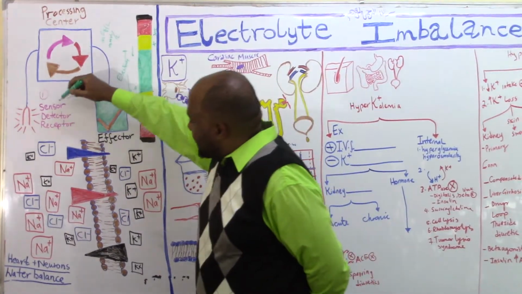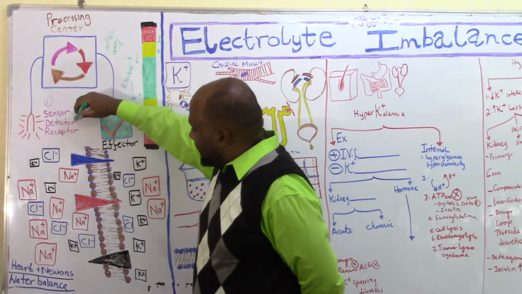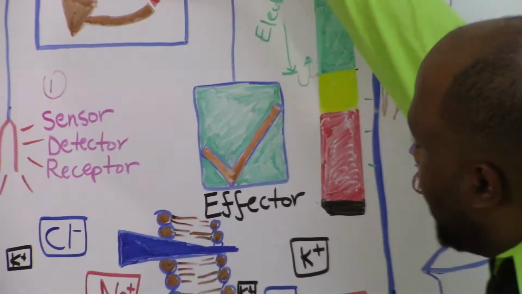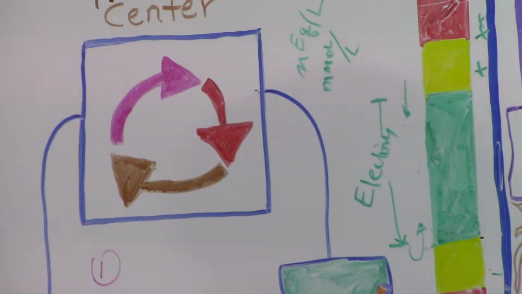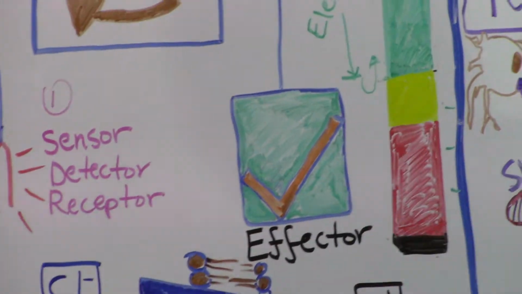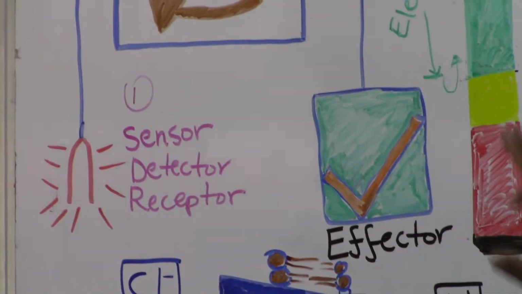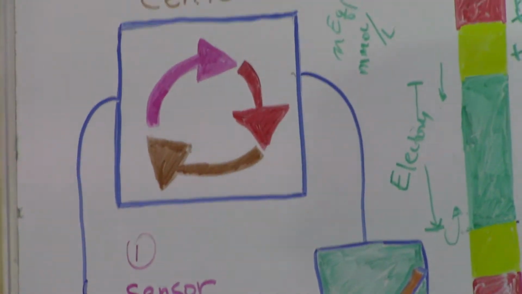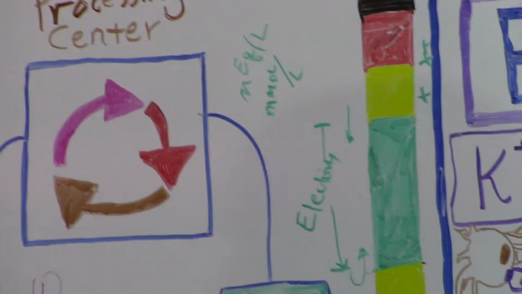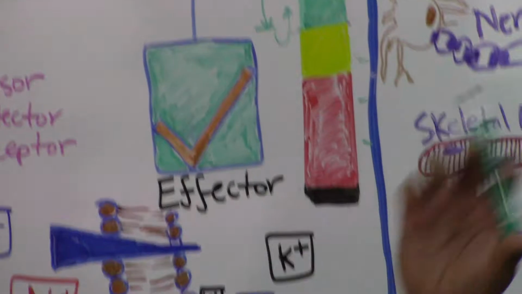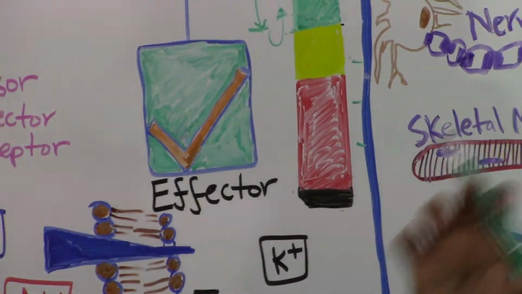There will always be component number one, and that is the sensor, also known as the detector or the receptor. And there will always be the second component, and that is the processing center. And there will always be the effector that will successfully carry out the process of bringing back the change in the variable, whether increase or decrease, into the normal green acceptable range.